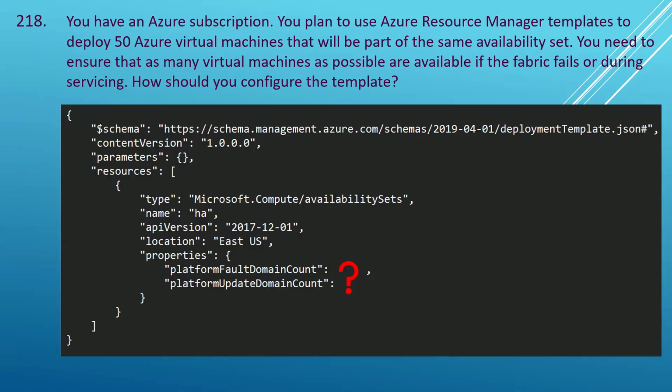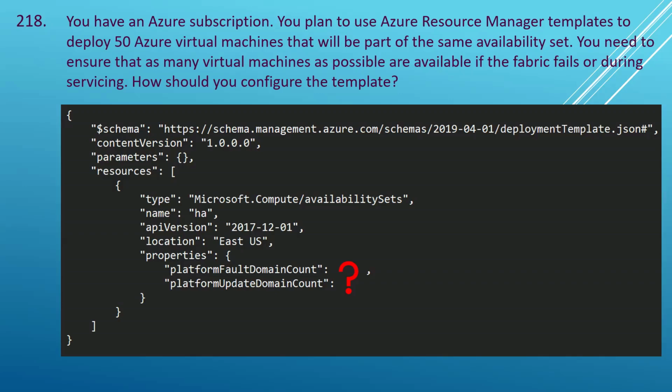Question number 218. You have an Azure subscription. You plan to use Azure Resource Manager templates to deploy 50 Azure virtual machines that will be part of the same availability set. You need to ensure that as many virtual machines as possible are available if the fabric fails or during servicing. How should you configure the template?